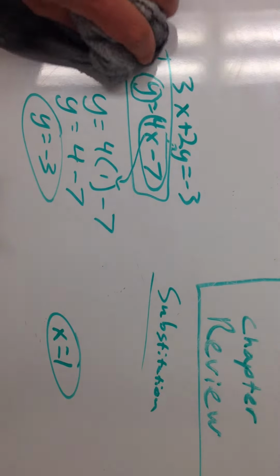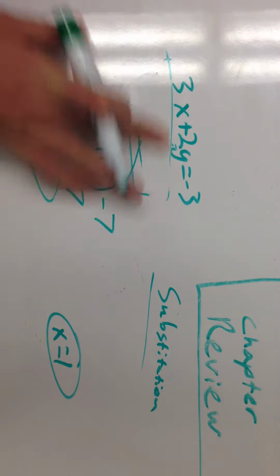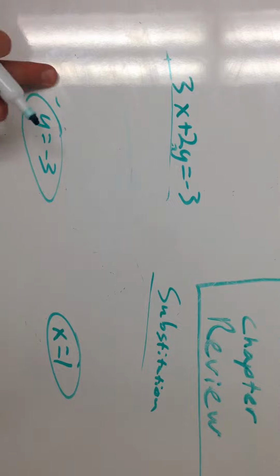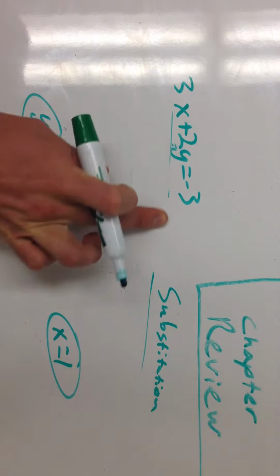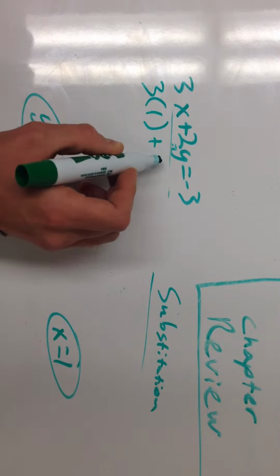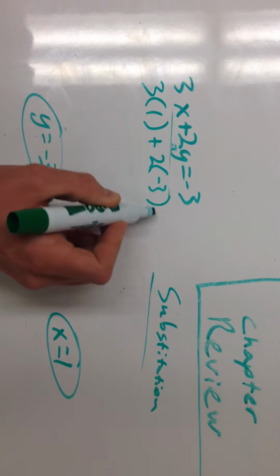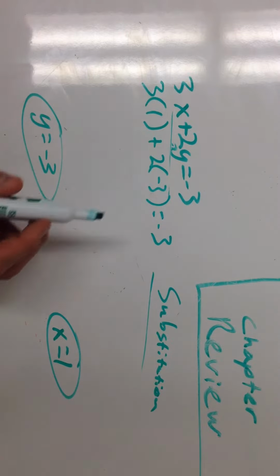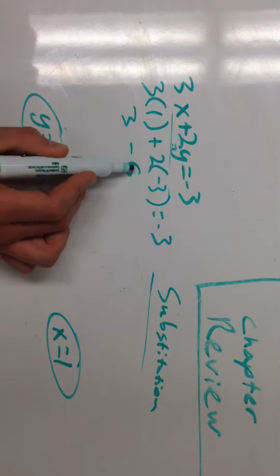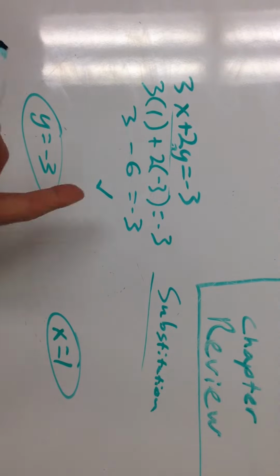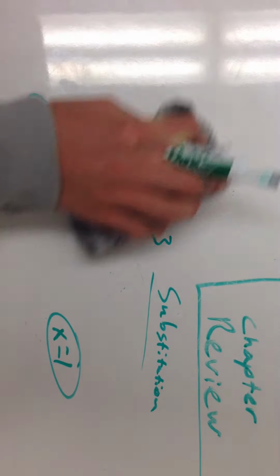If you want to double check your answer, you can go to the other equation. If I say x equals 1 and y equals negative 3, plug it into this one. If x equals 1, this is 3 times 1 plus 2 times negative 3. Does that equal negative 3? I just substitute the negative 3 into y and the 1 into x. So I get 3 minus 6. Does that equal negative 3? Yes, it does. So our answer works.